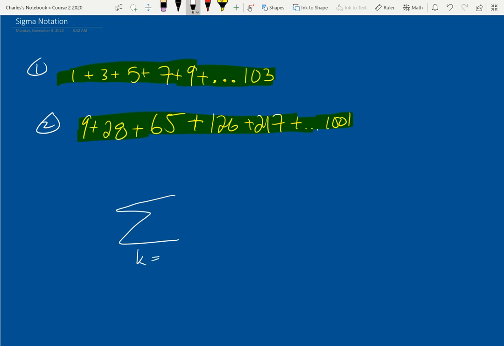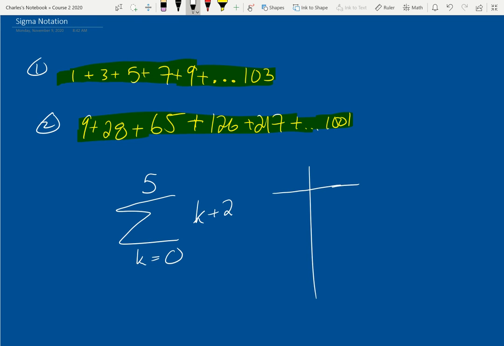And what happens here is there's a counter. It's often a K. Sometimes it's an I or a J, but it's a letter. And that counter does a very specific, predictable thing. It counts all the way up from whatever number is on the bottom to whatever number is on the top. So if I say I want the sum as K goes from 0 to 5, I need some kind of an expression in here. So let's make that expression K plus 2, okay?